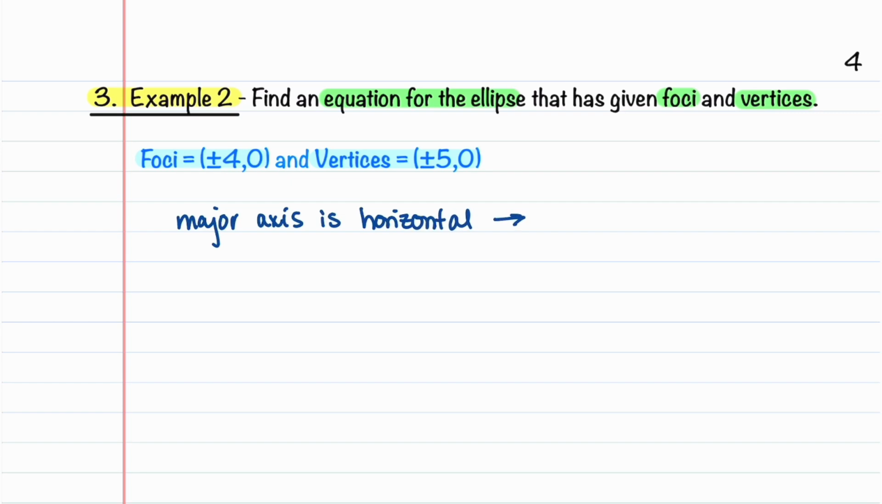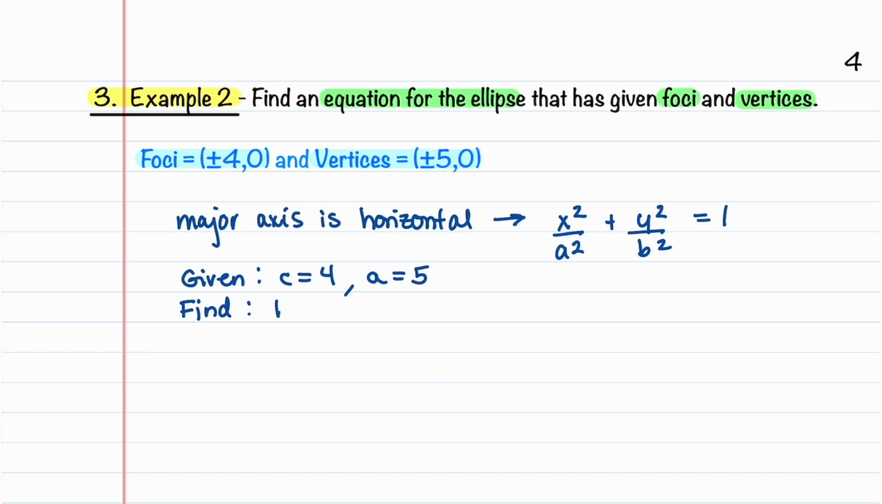And because it's horizontal, we can write down that the equation that we're looking for is x squared divided by a squared plus y squared divided by b squared is equal to 1. Let's now write down what we're given in terms of a, b, and c. Our foci are (±4, 0), so that tells us that c is equal to 4. And then our vertices are (±5, 0), so that tells us that a is equal to 5. Now what we need to do is find what b is equal to.